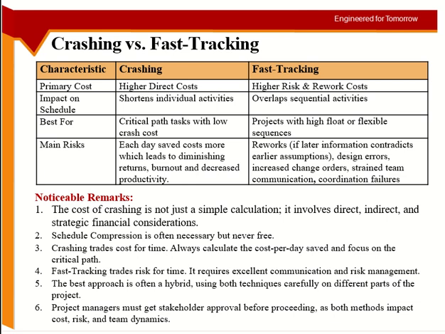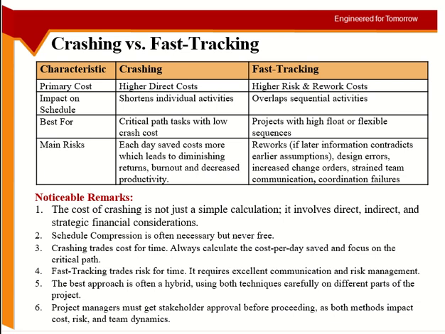Both of them will shorten the project, but in crashing the shortening happens because of the activities, and in fast tracking the shortening happens because of overlapping. Crashing is good where the critical path has low cost activities. Remember, we have discussed the critical path earlier. So in the critical path the activities are low cost.